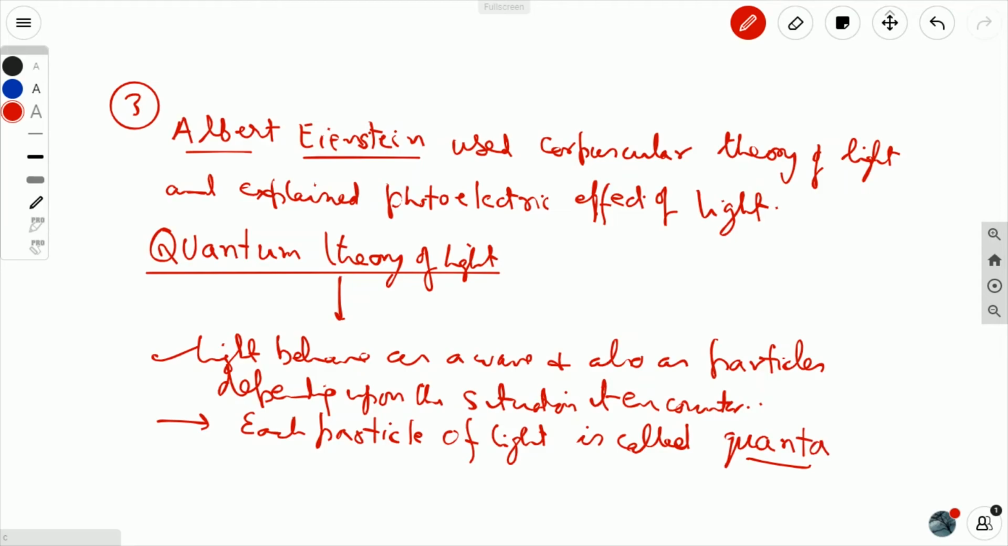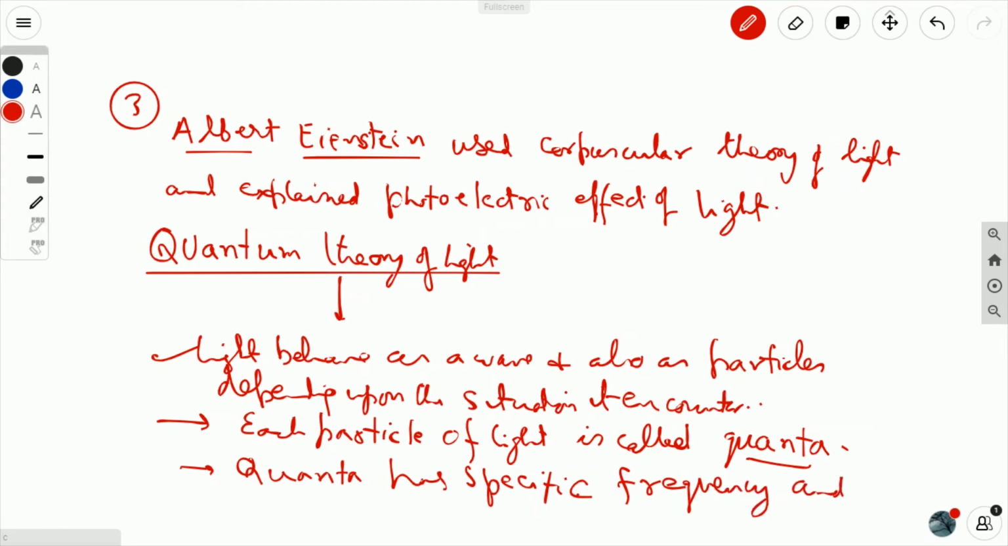Each particle of light is called a quanta, and the quanta has a specific frequency and wavelength.